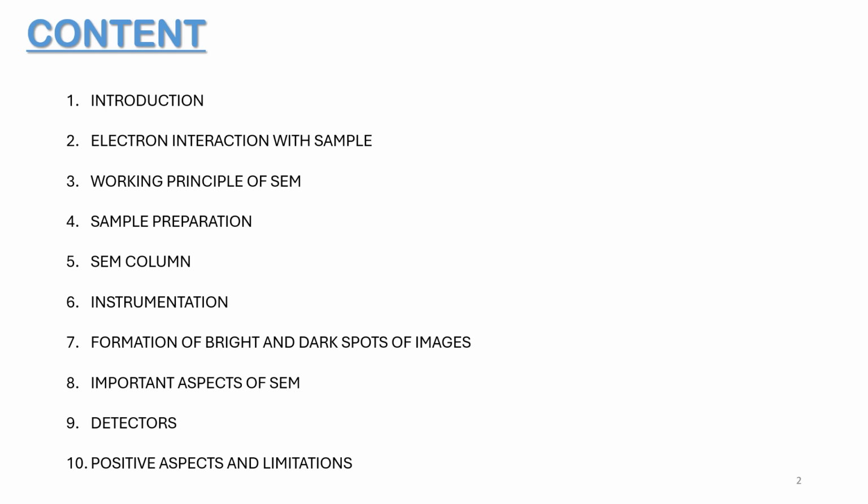are the conditions required for SEM, and the instrumentation of the SEM, how the formation of bright and dark spots of SEM images takes place, what the important aspects to be considered in SEM are, the detectors which are used in SEM, and also the positive aspects and the limitations of scanning electron microscopy.